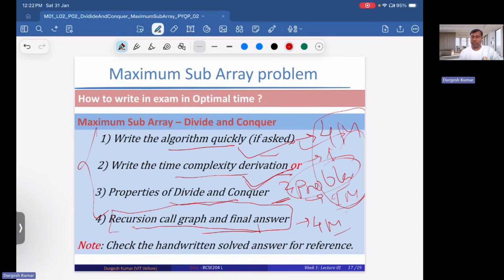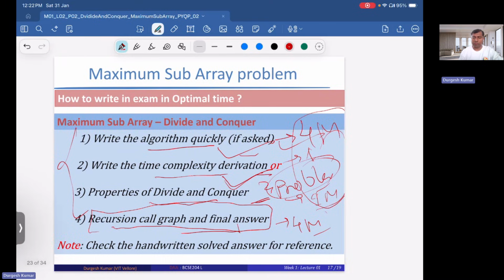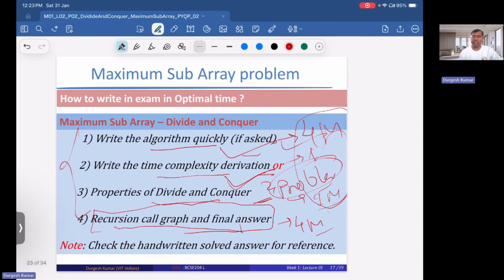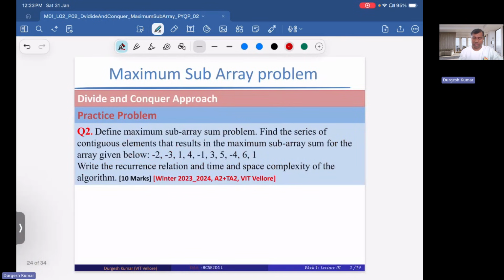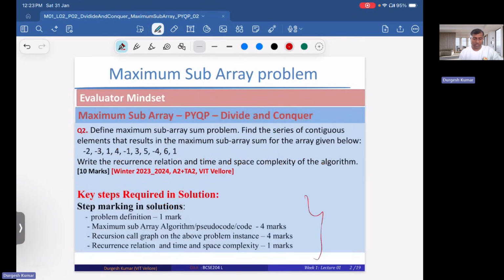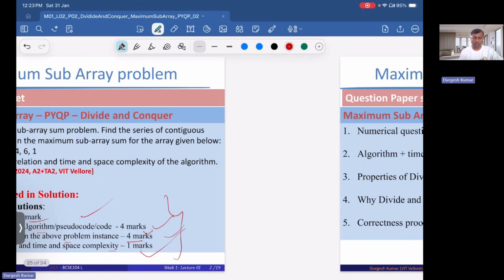So then after that, I will try to draw the recursion call graph with precaution. That should cost me another 3 to 5 minutes. So a net 10 to 12 minutes, I will finish this answer. Okay, so this is the problem that we have solved just now. And this is the step marking: the problem definition 1 mark, maximum subarray algorithm pseudocode 4 marks, the recursion call graph 4 marks, and the recurrence relation and time and space complexity 1 mark.